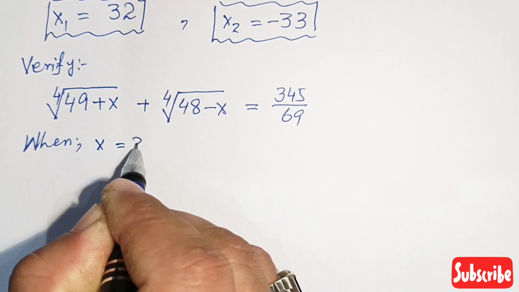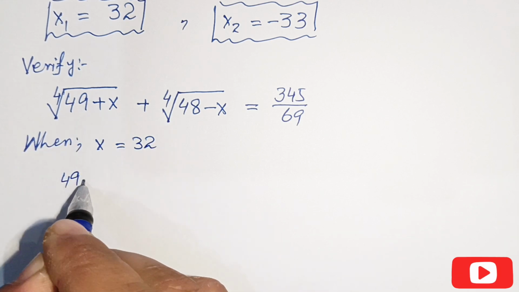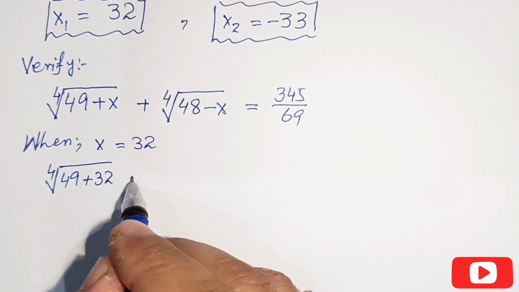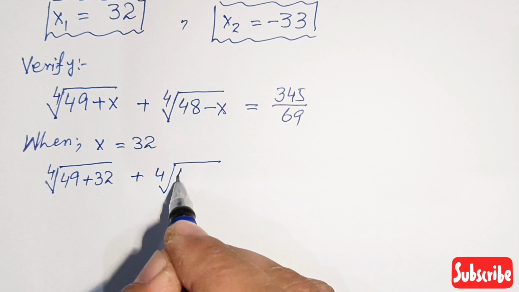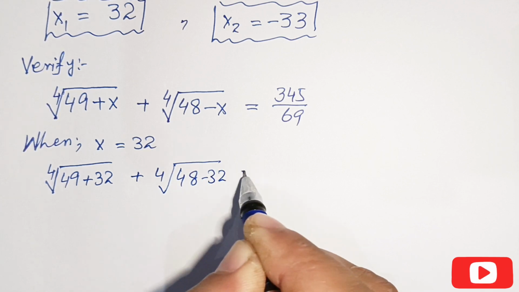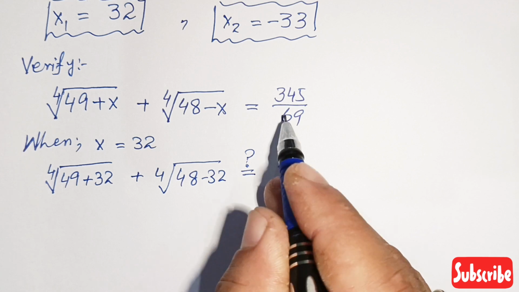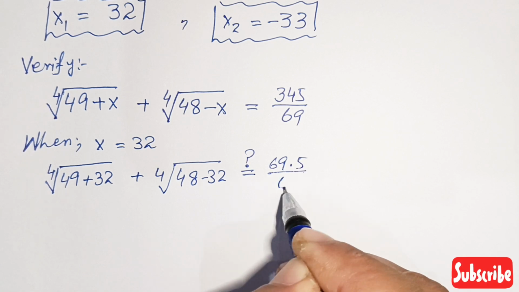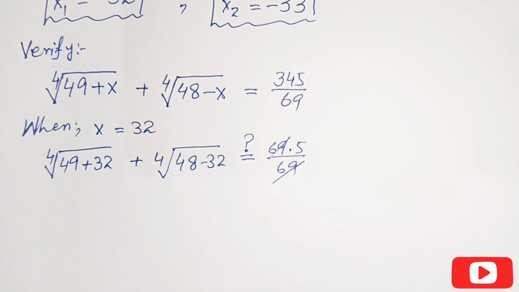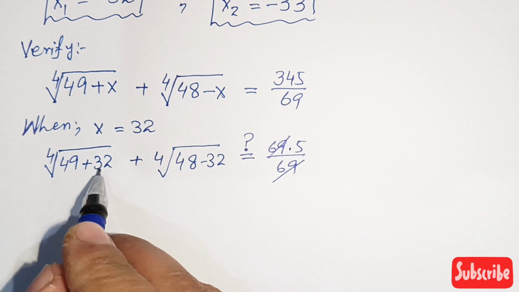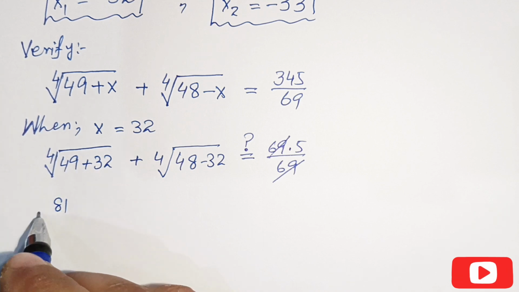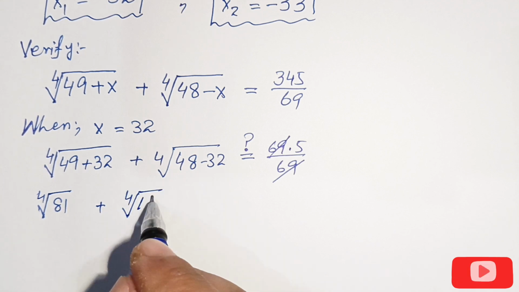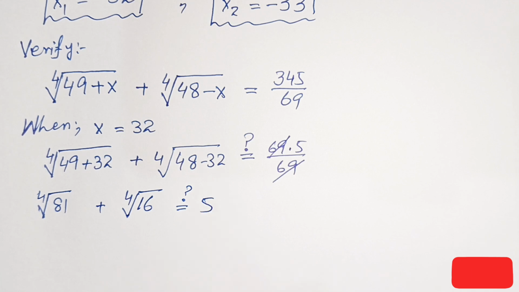So when x is equal to 32, here we have the fourth root of 49 plus 32, plus the fourth root of 48 minus 32, and is it equal to 345, which can be written as 69 times 5 over 69. So cancelling 69 with 69, we get here 49 plus 32, which is equal to 81, the fourth root of 81, and here we get the fourth root of 48 minus 32, which is 16. Is it equal to 5?